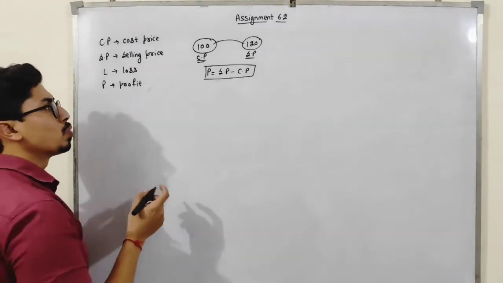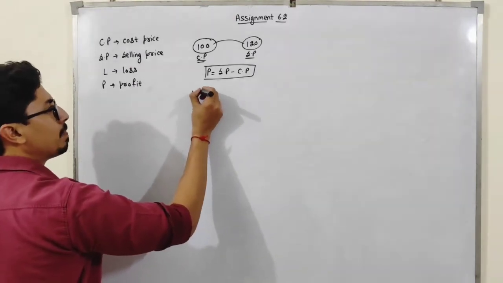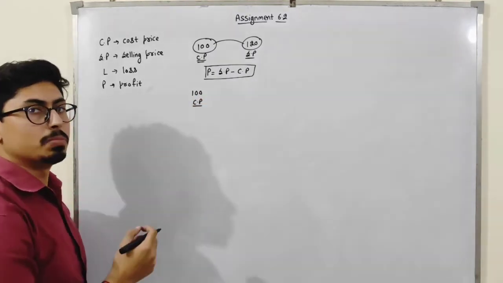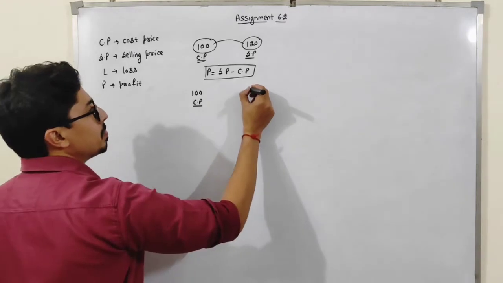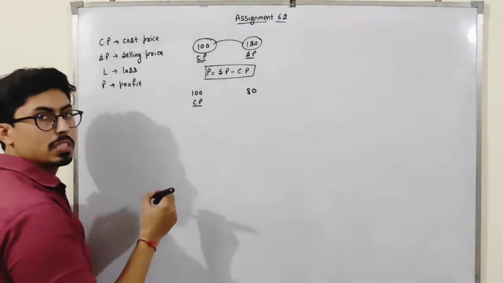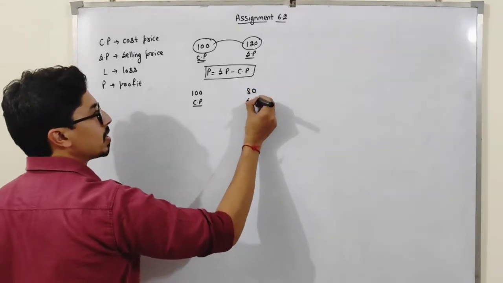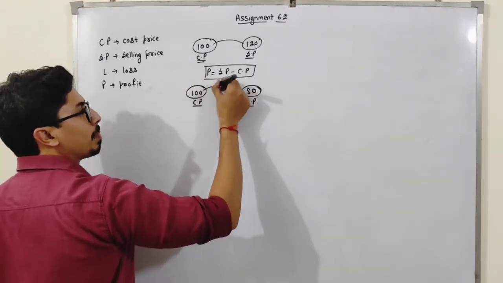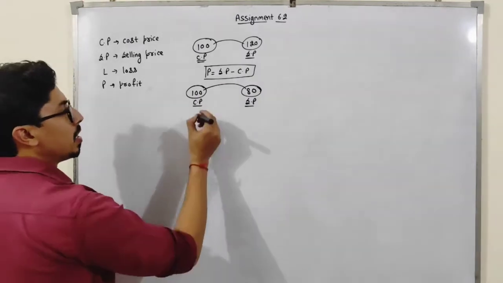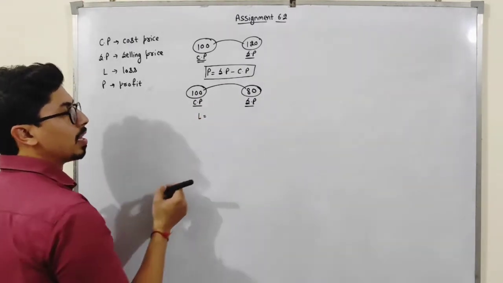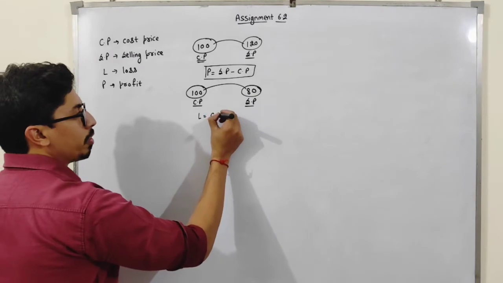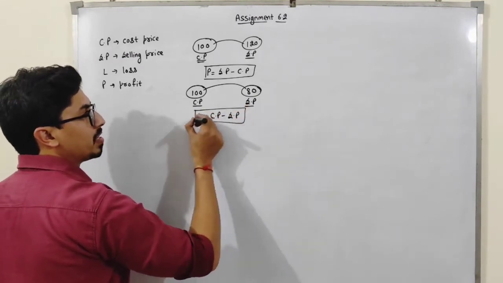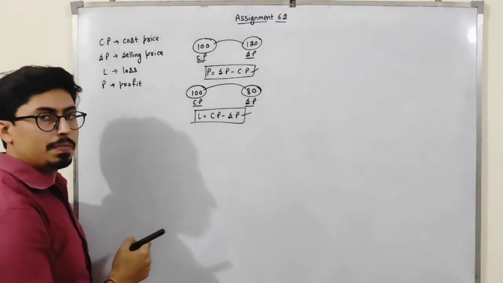But now, students, if I purchase the item for 100 rupees, and I am selling it at 80 rupees, so that means I'm getting a loss of how much? I'm getting a loss of 20 rupees. So from here I can write the formula of loss as cost price minus selling price. So just remember these two formulas, students, that I will use.